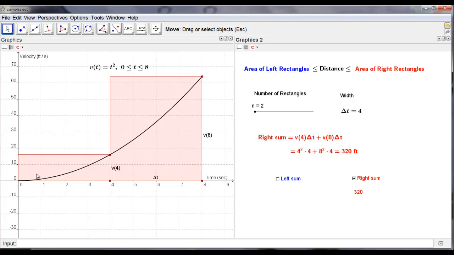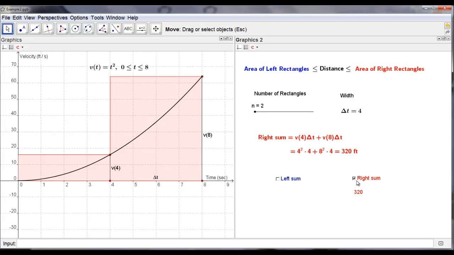Well, the area of the first rectangle is its height, v of 4 times delta t, and that's over here. And the area of the second rectangle is its height, v of 8, times its width, delta t. Well, we know that v of 4 is 4 squared, v of 8 is 8 squared, and if we do the arithmetic, we find out that the total area of those two rectangles is 320 feet, and so we know, in fact, that the car must have traveled less than 320 feet over the whole 8 seconds.